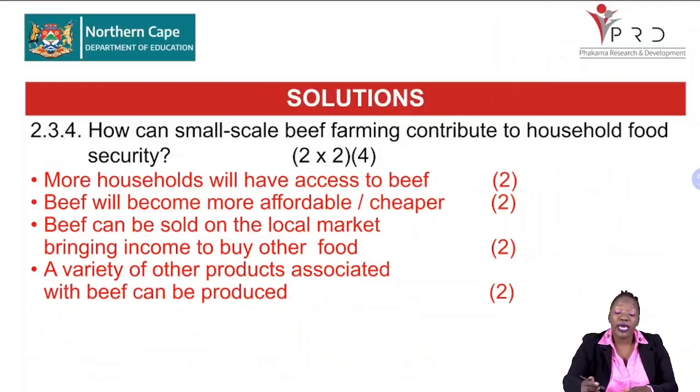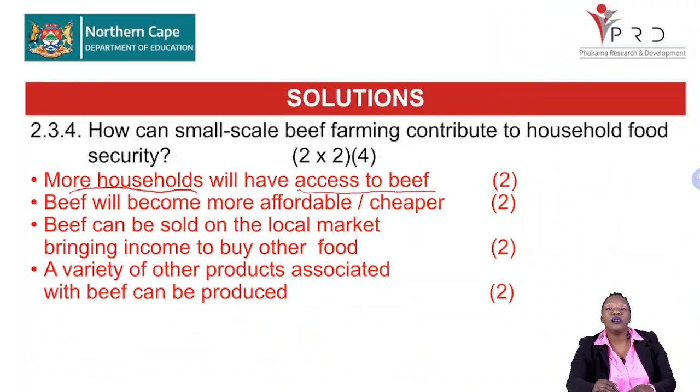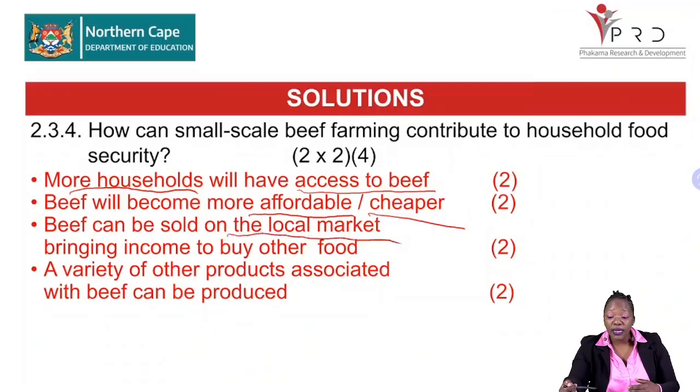So number 1, we're looking at more households, which means more families will have access to beef. You will remember that beef has protein, and we need that protein for our health. Also, if it is more accessible because small-scale farming is contributing towards it, it means even the prices will be cheaper, or more affordable. Then we're also looking at beef that can be sold in the local market. Again, it's another contributing factor.